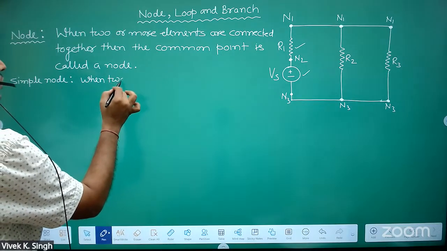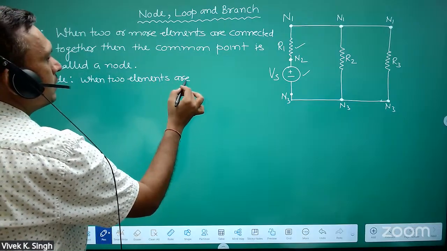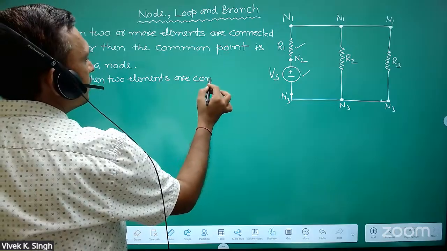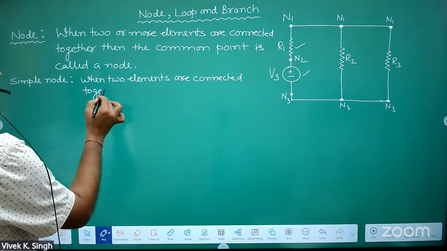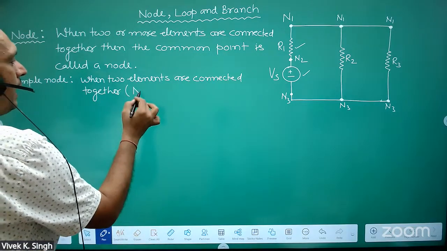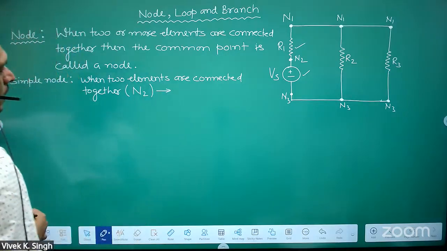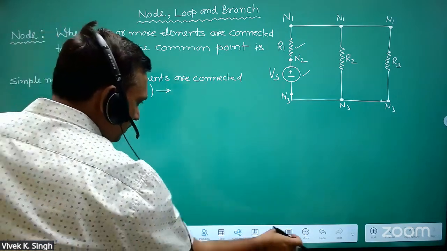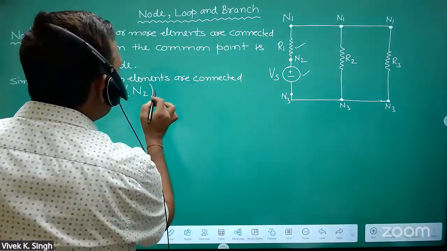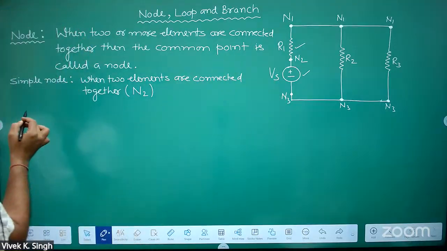When two elements are connected together. Example is N2. N2 is a simple node, and here there will be, they are in series. Now you have a principal node.